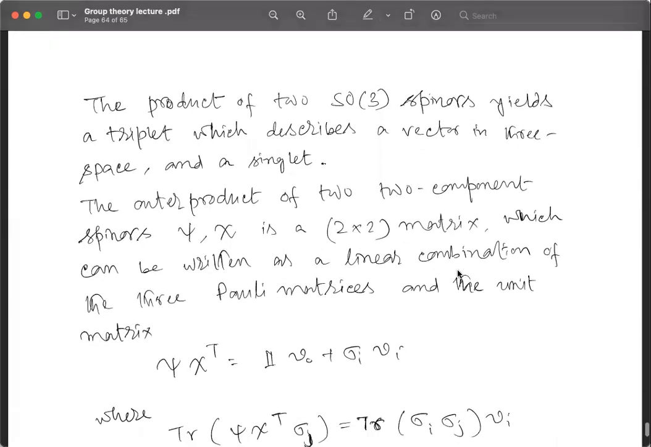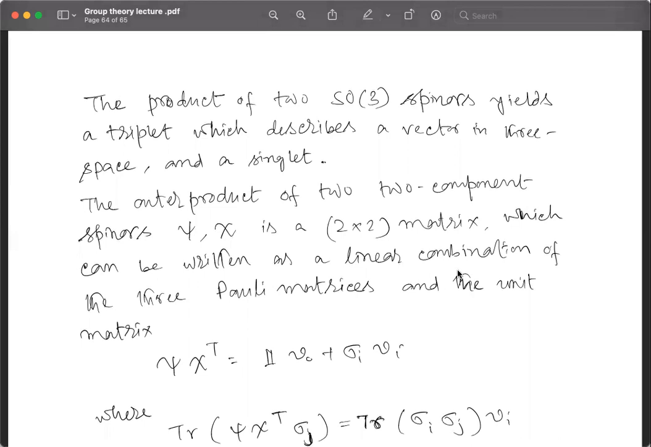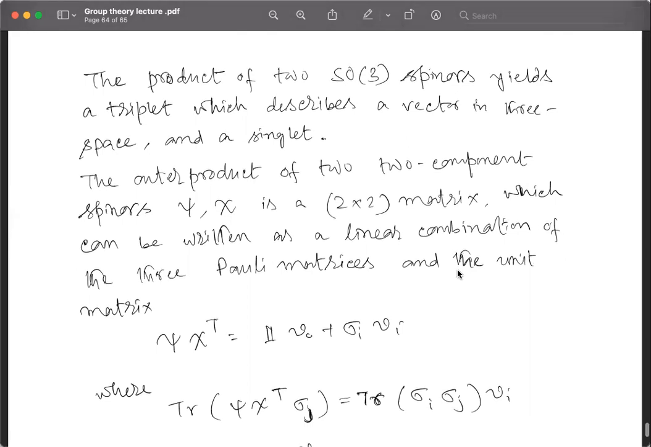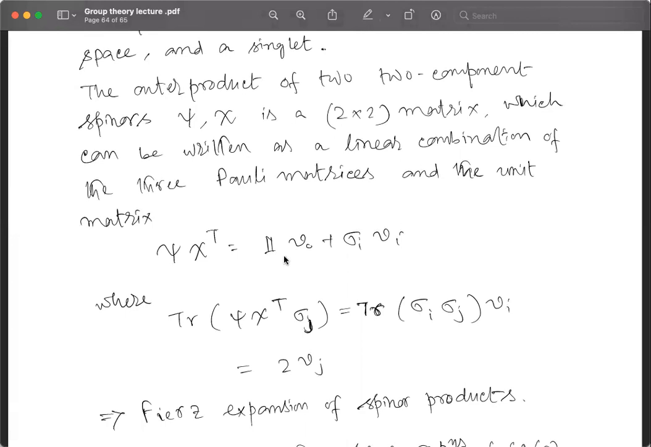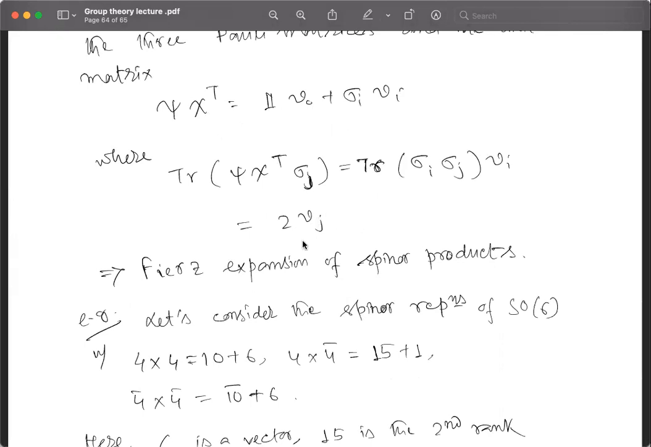Now, the product of two SO3 spinors yields a triplet, which describes a vector in 3 space, and a singlet. The outer product of two spinors psi and chi is a 2 by 2 matrix, which can be written as a linear combination of the 3 Pauli matrices and the unit matrix, like psi chi transpose equals an identity term b naught plus sigma dot b. And in this way, using the trace, we can actually calculate these coefficients b j. This is somehow called the Fierz expansion of the scalar products.